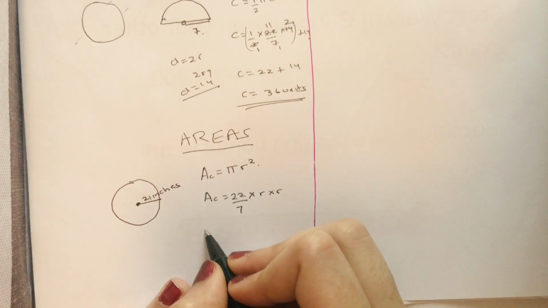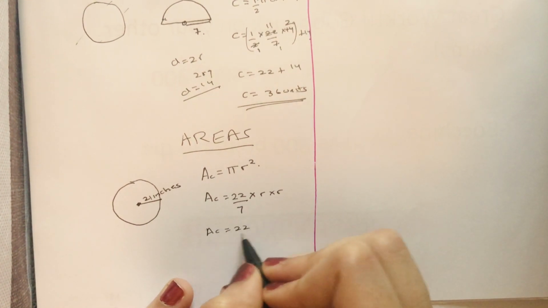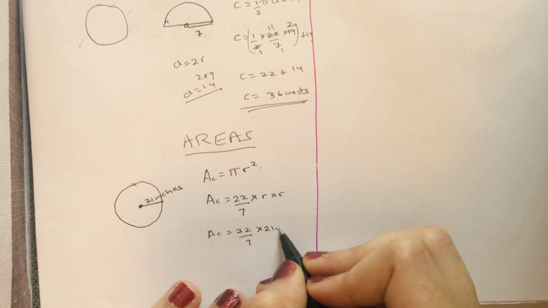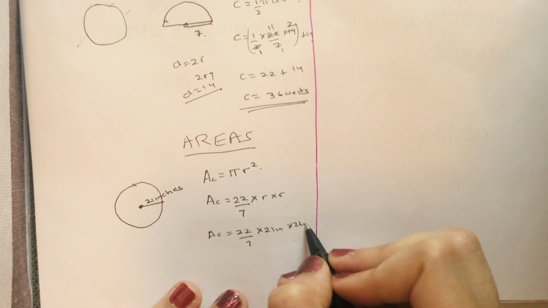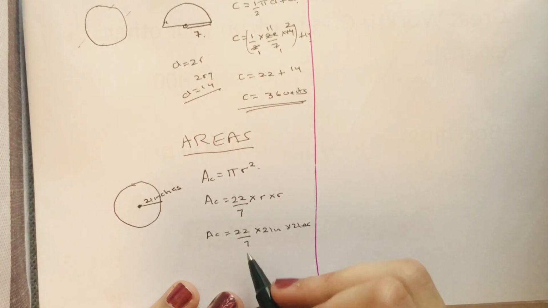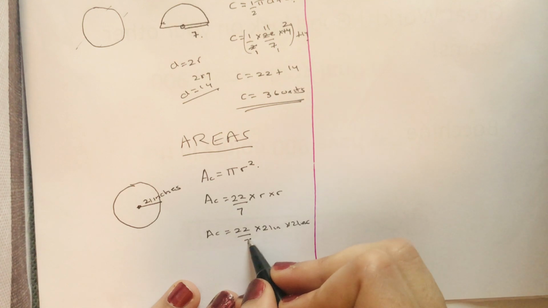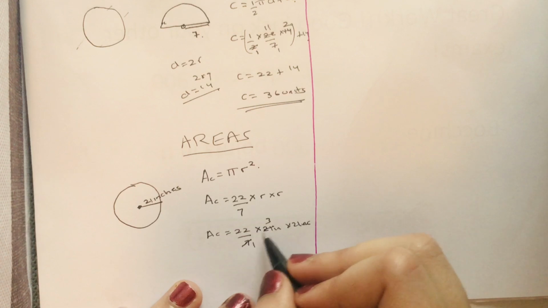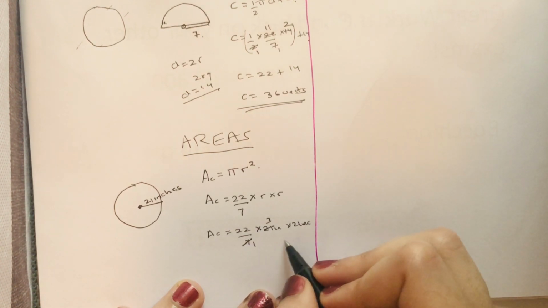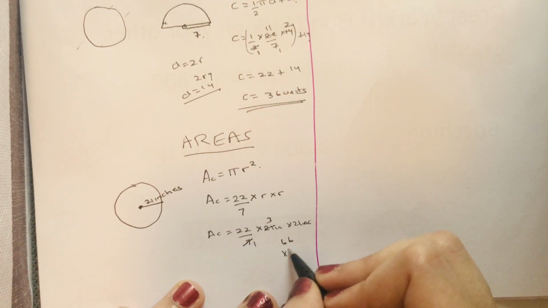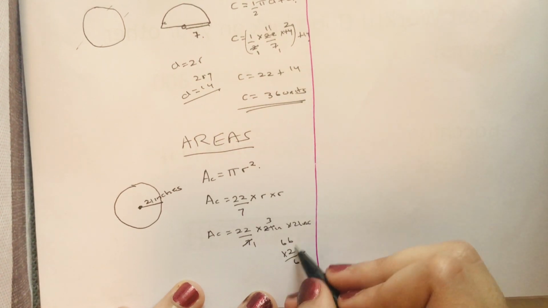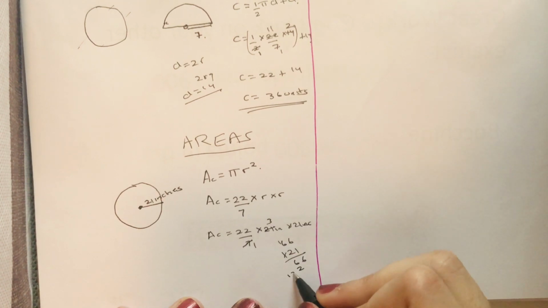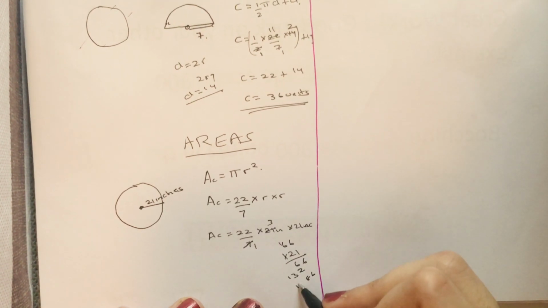Okay, so area of a circle is equal to 22 over 7. We know that the radius is 21, so let's just write it down: 21 inch times 21 inch. Okay, and now we can simplify. 7 times 7 divided by 7 is 1. 21 divided by 7 is 3. 22 times 3 is 66. 66 times 21 is: 6 times 2 is 12, plus 1, 132. 6, 8, 1, 3, 8, 6.